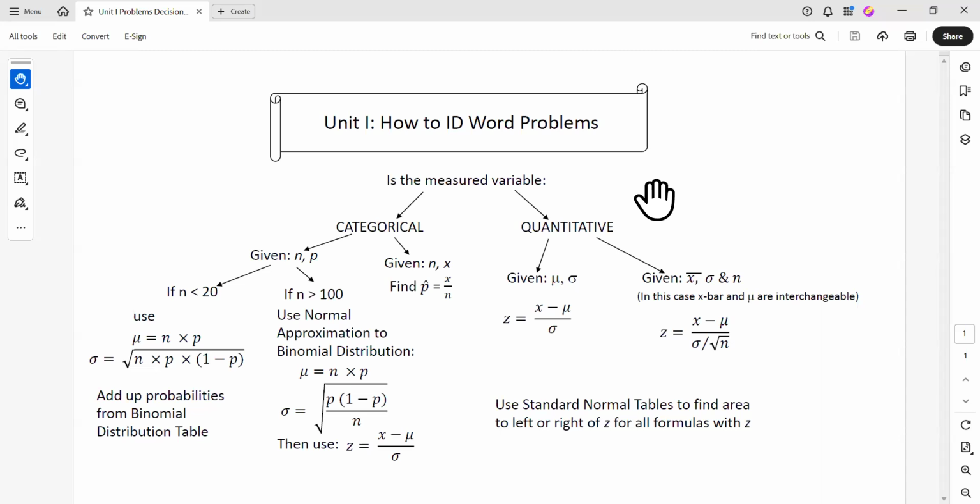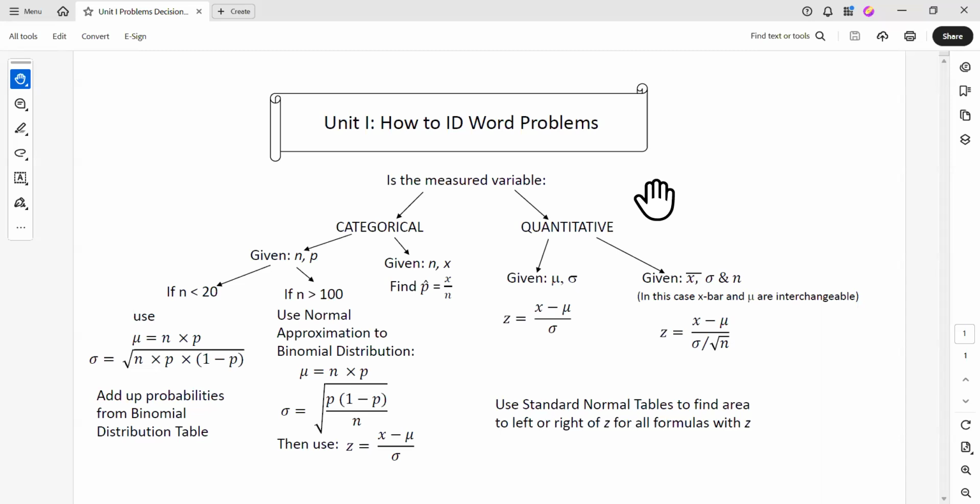All right, so on your quantitative variable side of how to figure out what kind of problem you're doing, you look at the information you're given, and the easy way to tell them apart is if you're given a sample size, right? So then you're going to use the equation to find little z that includes that sample size, which is z equals x minus mu over sigma divided by root n.